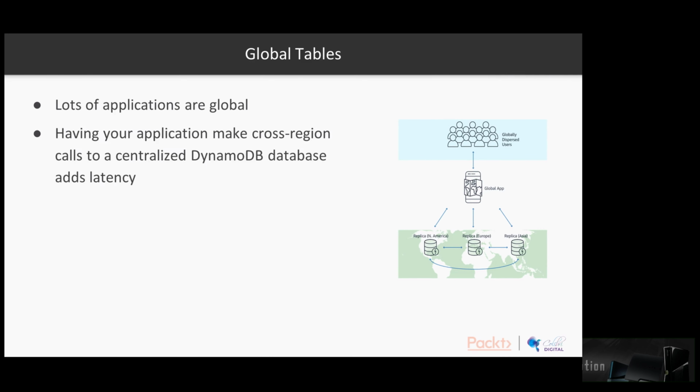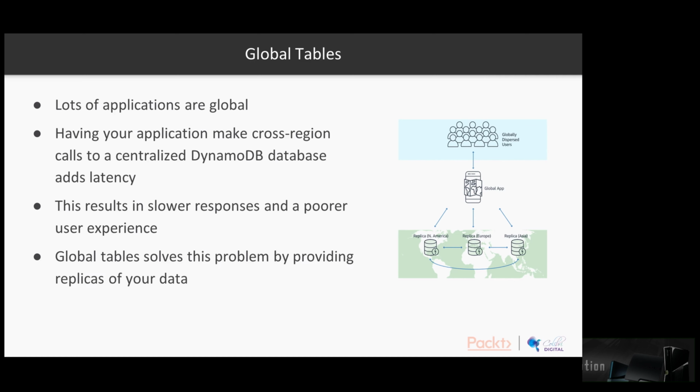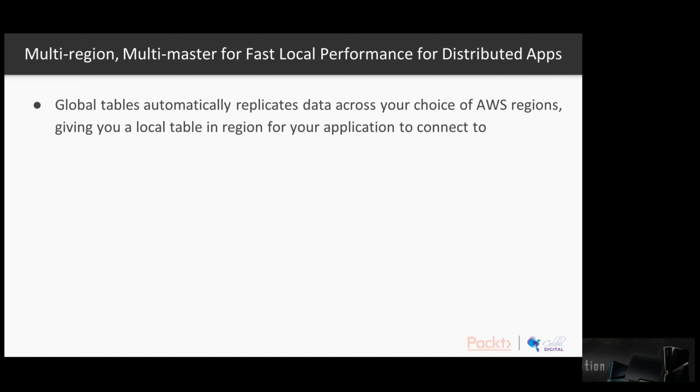Having your application make cross-region calls to a centralized DynamoDB database adds a ton of latency. And this results in slower responses and a worse user experience. And to be honest, most websites and applications these days are accessed all around the world. Global Tables aims to solve this problem by providing a local replica of your data. So DynamoDB Global Tables is multi-region, multi-master, and it offers fast local performance for distributed applications.